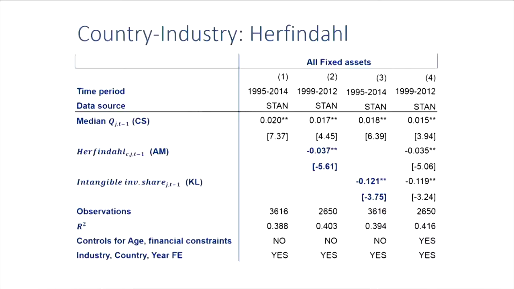So same exact regression we ran in the US, we are running now in Europe. And this is the coefficient you find on the Herfindahl. Okay? So these are industry country regressions. Okay? And you see the very clear impact of the Herfindahl on investment controlling for Q, which is, by the way, this coefficient is very similar to the one we found in the US. Something of the order of 4 to 5% with the right scaling. So that's the impact of the Herfindahl.